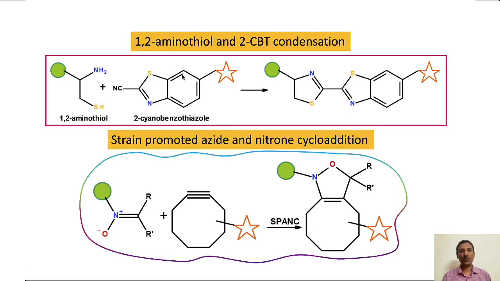Another set of reactions uses thiol: 1,2-aminothiol and 2-CBT, that is 2-cyanobenzothiazole. These two undergo a condensation reaction to give the corresponding condensed product as shown here. And we saw earlier the strain promoted azide reaction, but instead of an azide we have a nitrone here. The strain promoted alkyne-nitrone cycloaddition reaction is shown here. We end up with the condensed product as shown here. This is also another example of a click reaction.